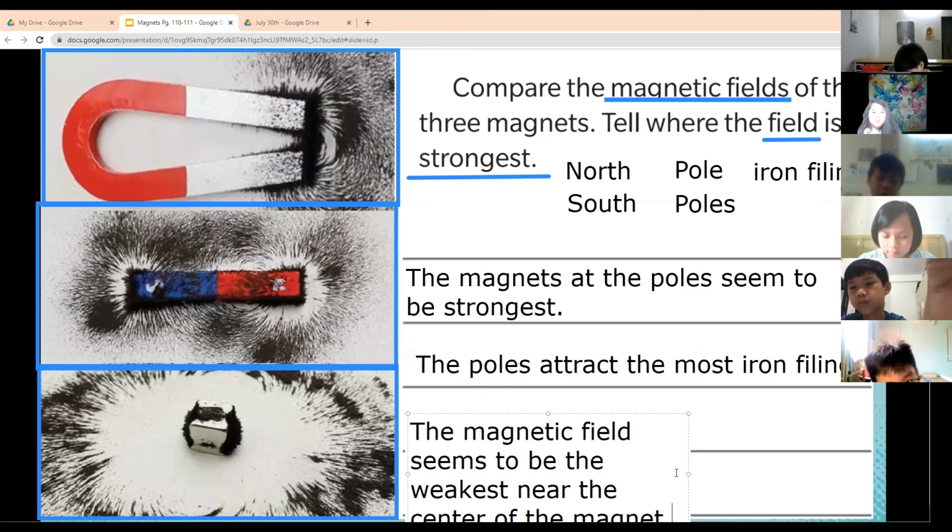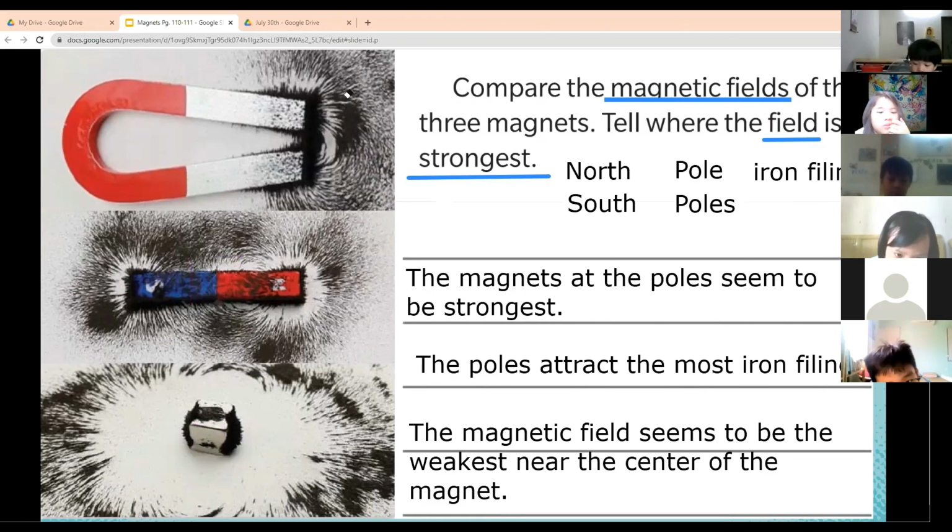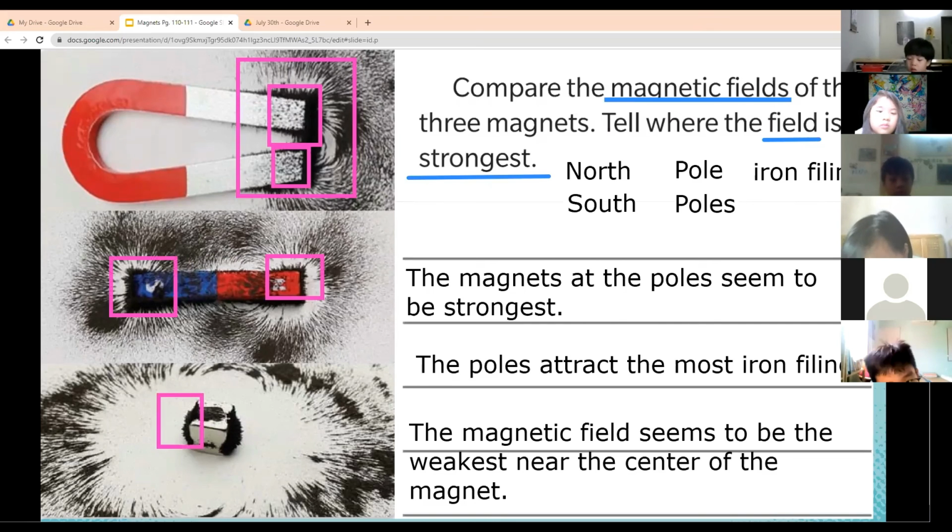These are some things you guys could have written. The center of this magnet and the center of this magnet. They all seem to be the weakest. Okay. And then the poles are the strongest. The poles are where all the iron filings are. They are attracting the iron filings. Here are the two poles, 1, 2, 1, 2, and 1, 2. 2 poles for every magnet.